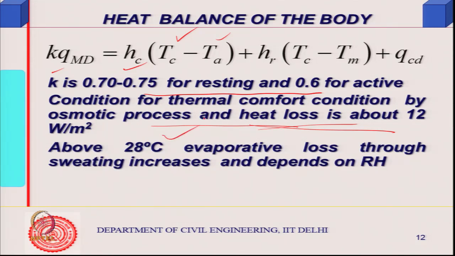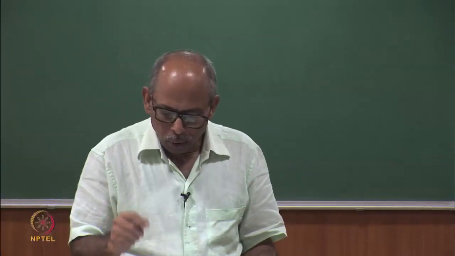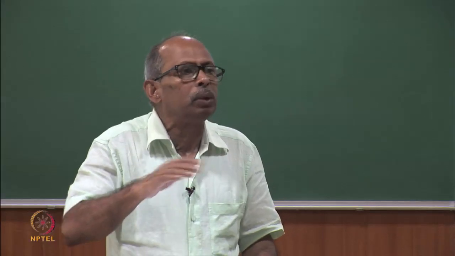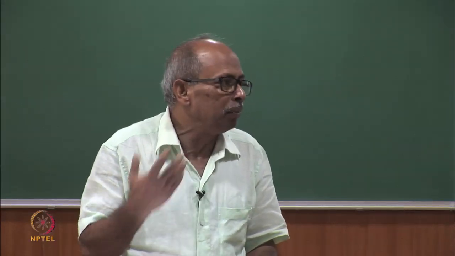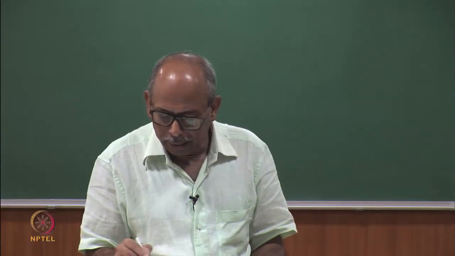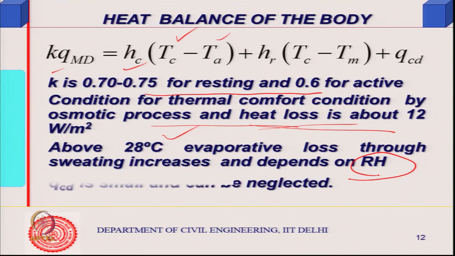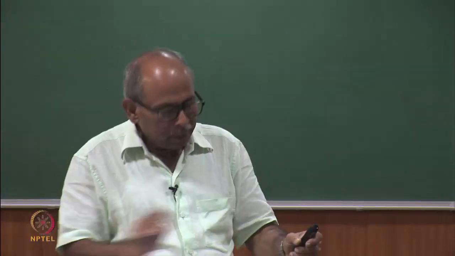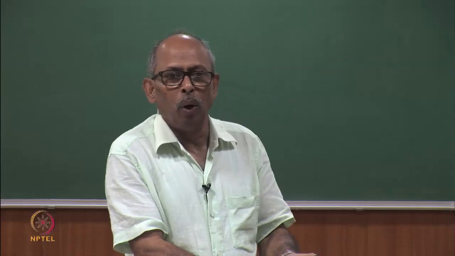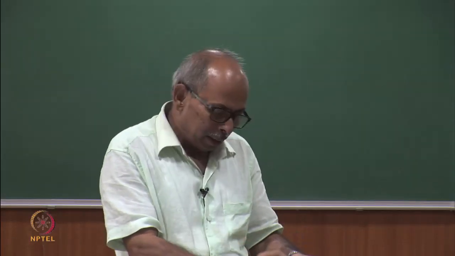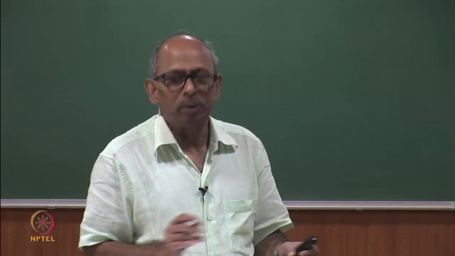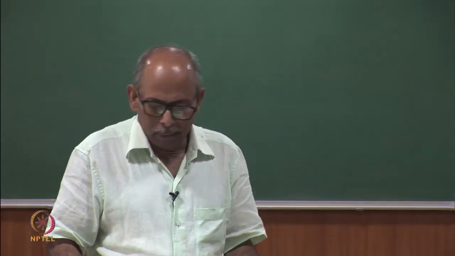Above 28 degrees centigrade, evaporative loss through sweating increases and depends on relative humidity. All we are trying to see is the factors which will affect. So, below 28 degrees centigrade, sweating does not occur really. If it is above 28, then loss through sweating will depend upon relative humidity. QCD is conduction loss, like I am standing on the floor, so loss through the floor, or if I am touching something. The contact area is so small, and the temperature difference may not be too large, so QCD can be neglected, right.